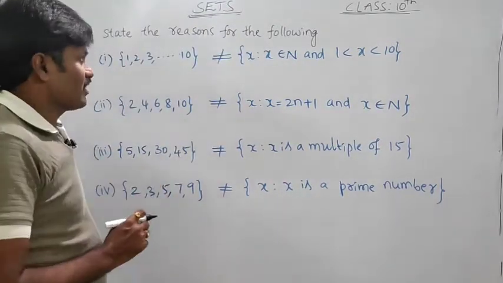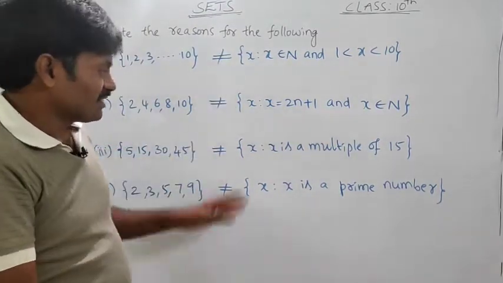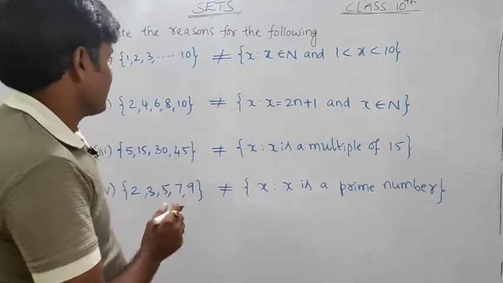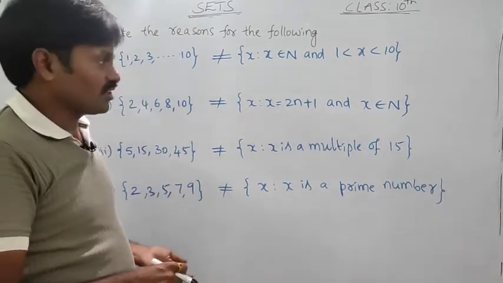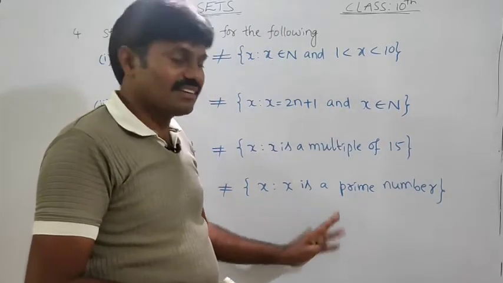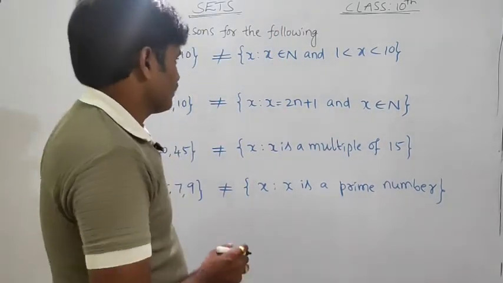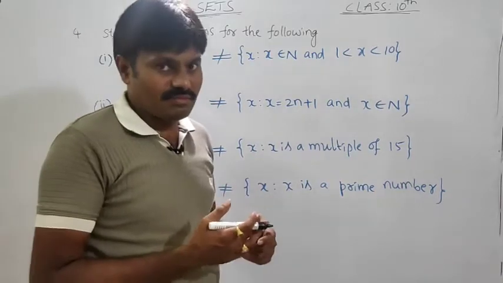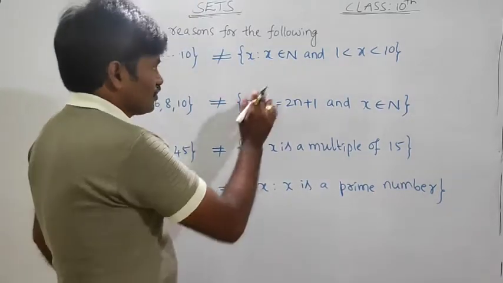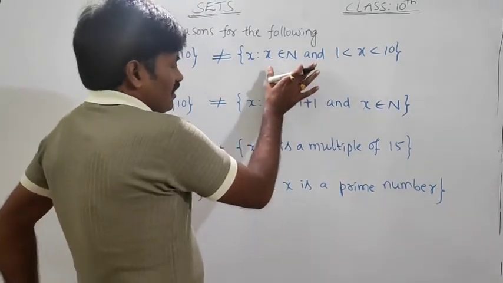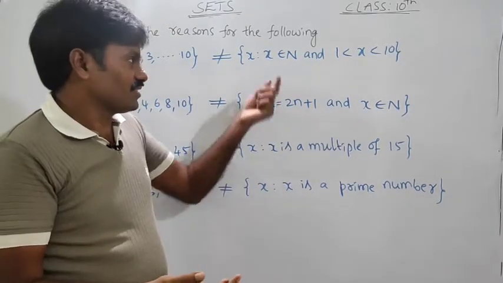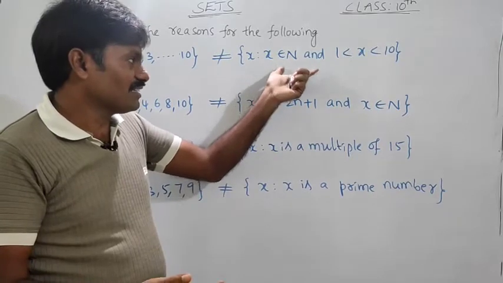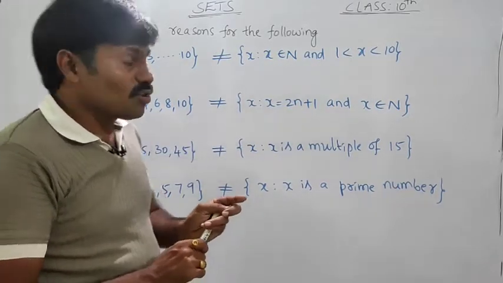State the reasons for the following. They are only given, these are not equal. Why are they asking? On the left hand side all the sets are in list form, roster form, but on the right hand side all the sets are given in set builder form. Is it done? We already discussed the set builder form in the previous class. So these set builder forms you have to write in roster form. Then if we compare, we can give the reason. That's it. The secret is only that we have to write these sets in roster form.